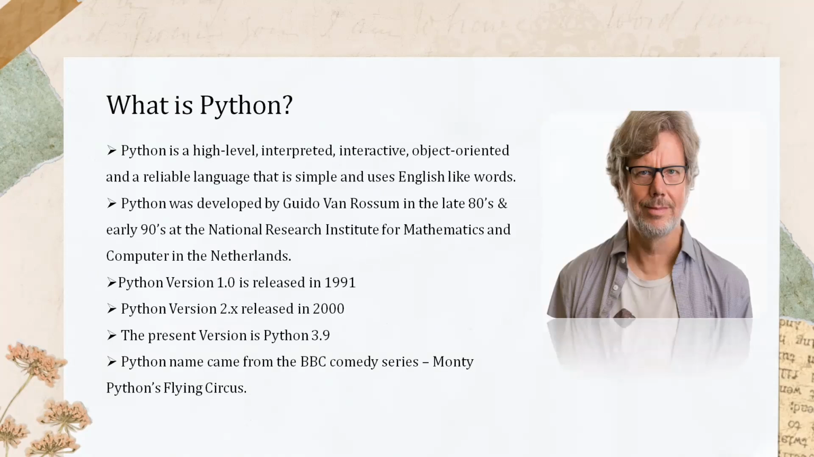Python is one of the most widely used and popular programming languages. It was developed by Guido van Rossum, the gentleman who created and developed Python. Python is a high-level, interpreted, interactive, object-oriented, and reliable language that is simple and uses English-like words. Initially, Python version 1 was released in 1991, and version 2 was released in 2000, and the present version is Python 3.9. And the name Python came from the BBC comedy series Monty Python's Flying Circus.